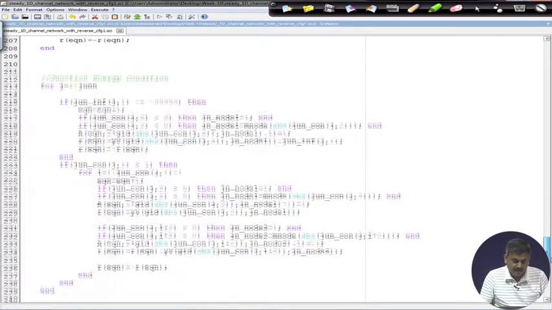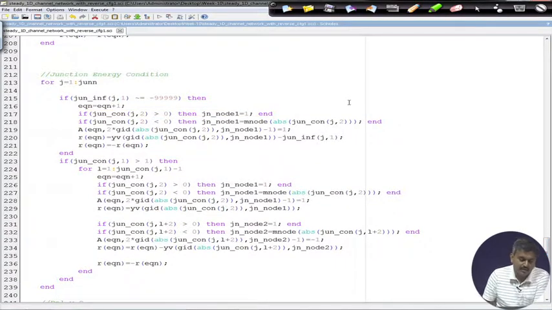And now let us consider junction energy condition. Energy condition, if some value is specified, if junction information J1, this value is not equal to minus 9 9 9 9, then eqn equals to eqn number plus 1, and if it is positive, first node in the second column, if it is negative, obviously it is end node. So, accordingly we can specify our conditions.